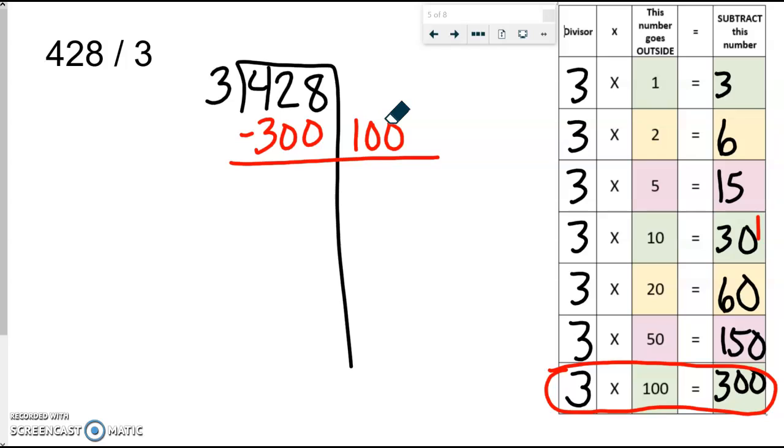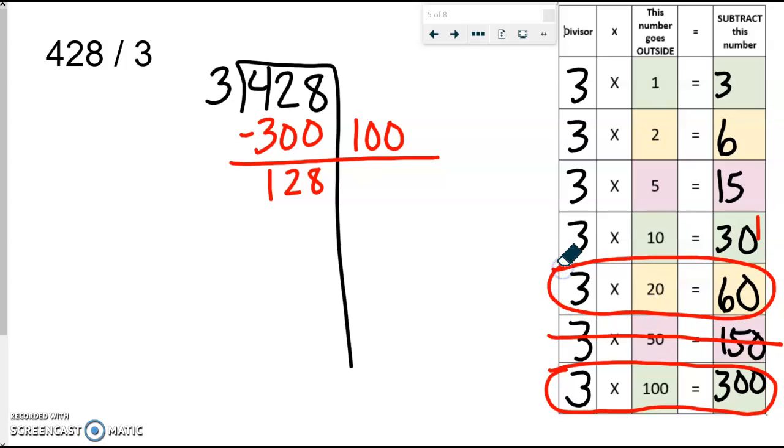So now let's subtract. 8 take away 0 is 8, and 2 take away 0 is 2, 4 take away 3 is 1. I have 128 left. So now I'm going to go back to my chart and find the number on the right-hand side that is as close, but not bigger than 128. So I see that 150 is too big, but I can use 3 times 20 equals 60.